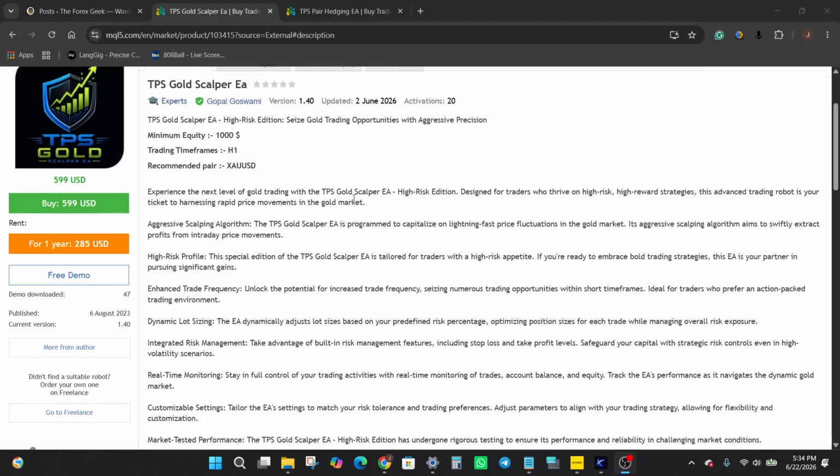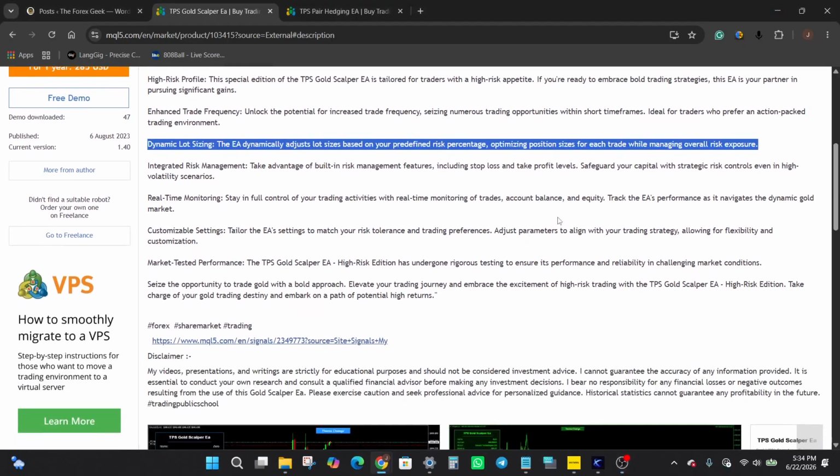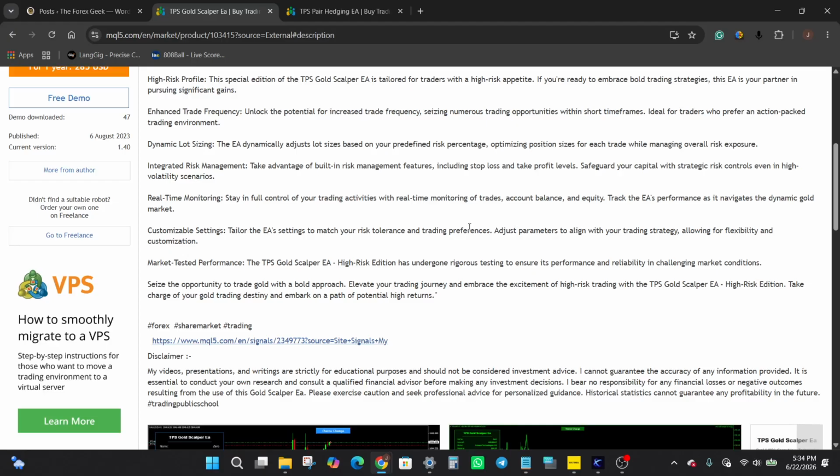As we move further through the description, the developer explains that the EA is designed to capitalize on rapid price movements in the gold market. The focus is on identifying short-term trading opportunities and increasing trade activity within the market environment it was built for. One feature highlighted is dynamic lot sizing. According to the description, the EA can automatically adjust position sizes based on a predefined risk percentage. This means position sizing can adapt according to the trader's selected risk parameters rather than relying entirely on fixed lot sizes.